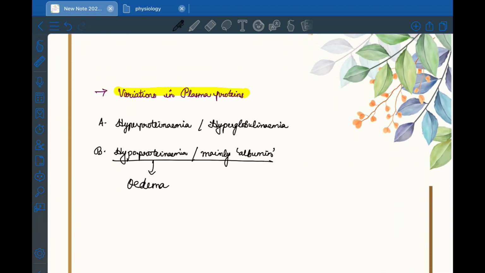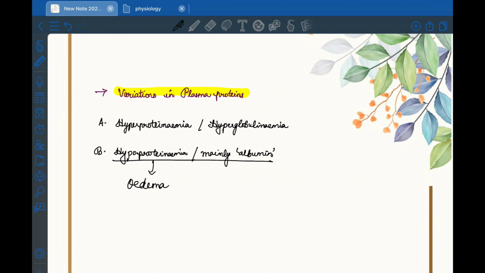Now the variations in plasma proteins. There can be either an increase in the plasma proteins, which is known as hyperproteinemia. The increase in plasma proteins means there is an increase in the value of plasma proteins, or the number of plasma proteins in the blood. That is known as hyperproteinemia or hyperglobulinemia. And if the value of plasma proteins is reduced in the blood, that is known as hypoproteinemia. It is mainly albumin, so it means hypoalbuminemia, which can lead to edema.